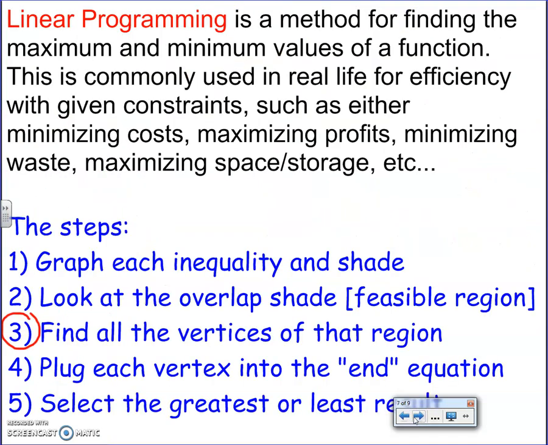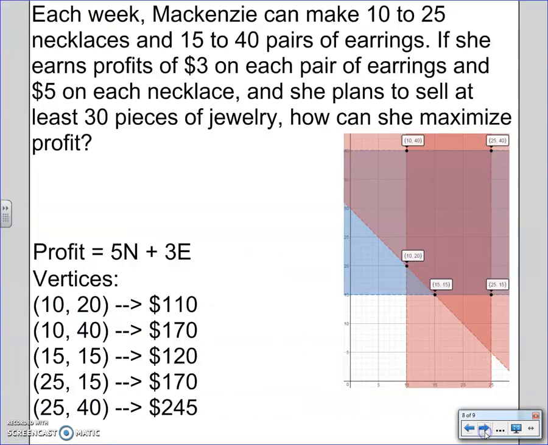Alright, but once you find those points, you're going to plug those points into some equation, the profit equation, the final equation, and then you use those numbers there. You find the best number and the worst number, and that's it. So, here's a problem. I'm not going to do the whole thing, but I'll just explain it. So here, each week Mackenzie can make 10 to 25 necklaces.